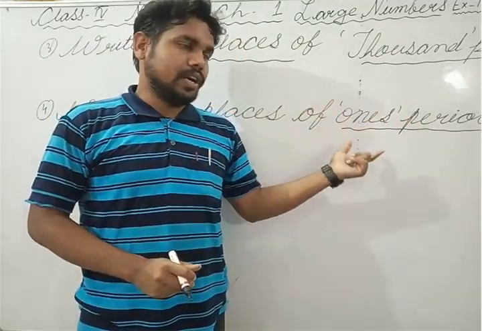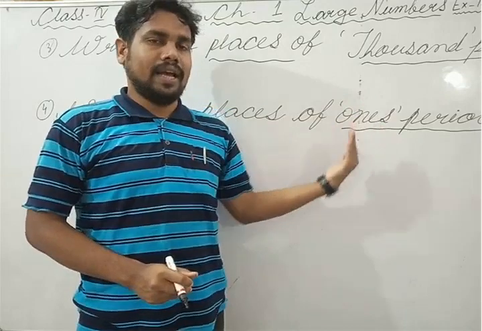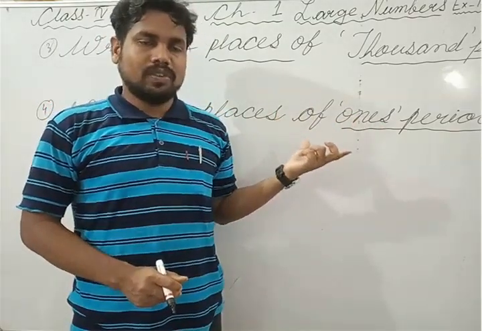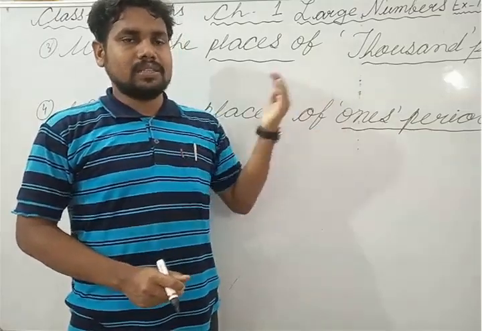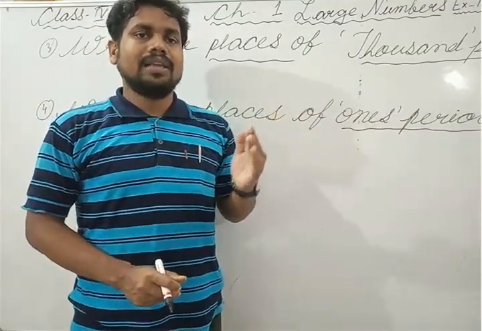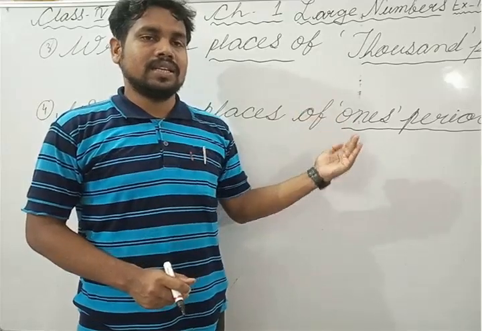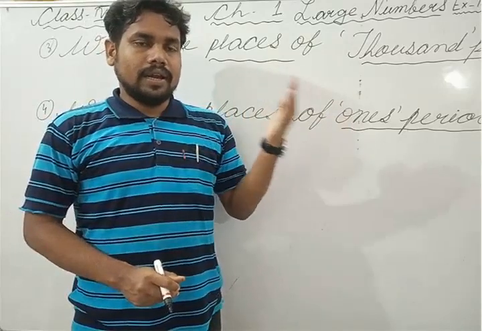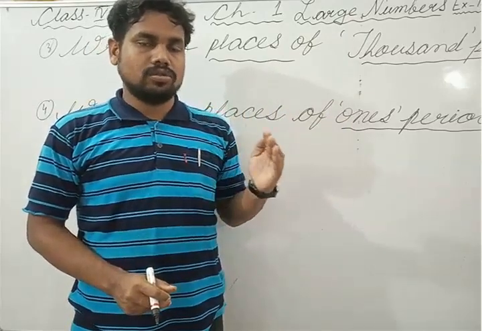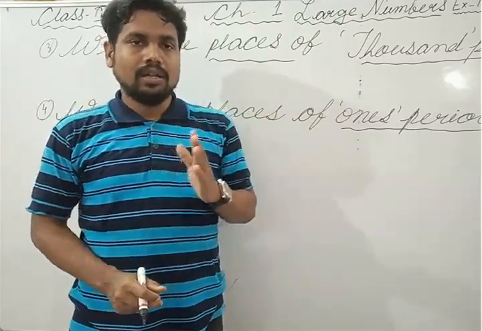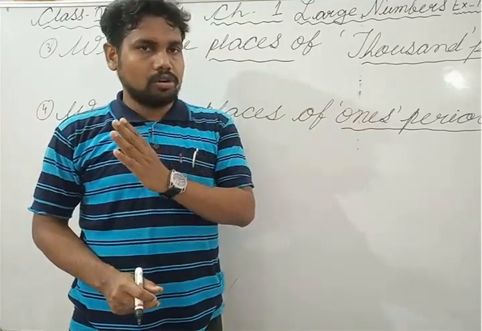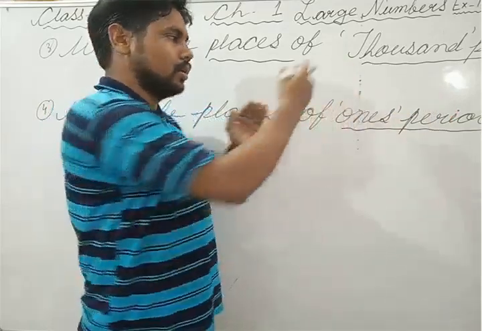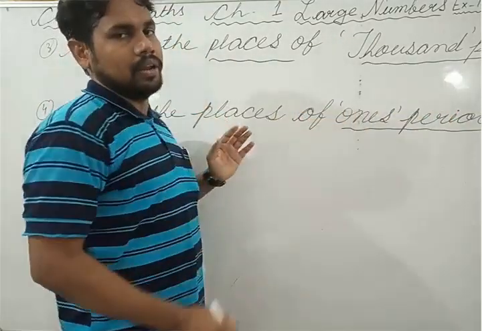First period we have 3 digits: ones, tens and hundreds. These three are called the ones period. The next period is the thousands period. In the thousands period we have thousands and ten thousands, and after thousands it's the lakh period. In the lakhs period we have 1 lakh and 10 lakhs. Then next we have the crore period, with 1 crore and 10 crore. Likewise it goes on from right to left.